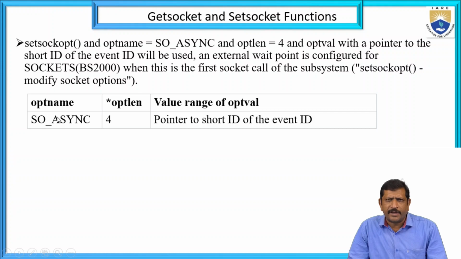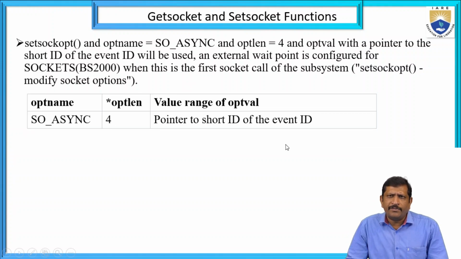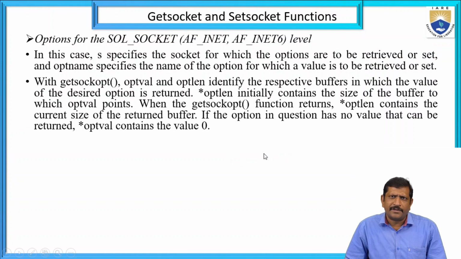Here you can see the option name is asynchronous, that is, the socket is in asynchronous mode, so not everything happens at a time. In this asynchronous mode of communication, the socket option length is equal to 4 and the value range of the optional socket is a pointer to the short ID of the event ID. This will be considered while communicating the information between the server and the client.